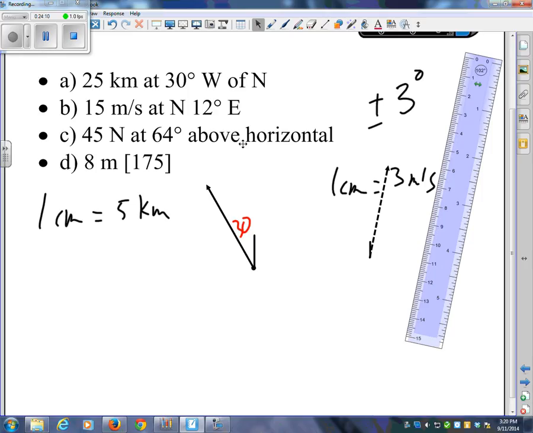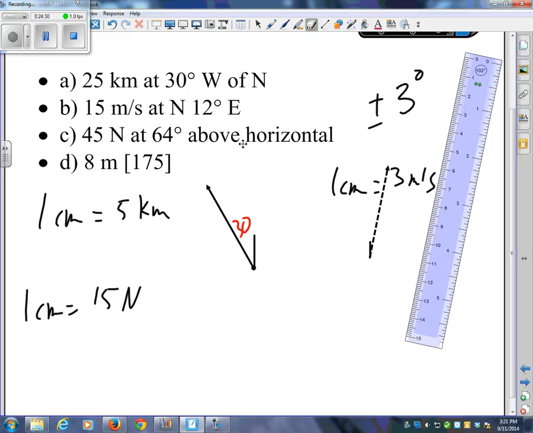Just in the interest of time, I'm going to just draw these quickly freehand. I'm not going to measure them. So 45 newtons at 64 degrees above horizontal, it would be something like 1 centimeter equals, I would likely go 15 newtons. You could go 10 if you want, and then be 4.5. Either's fine. 64 above horizontal. Horizontal just means flat.